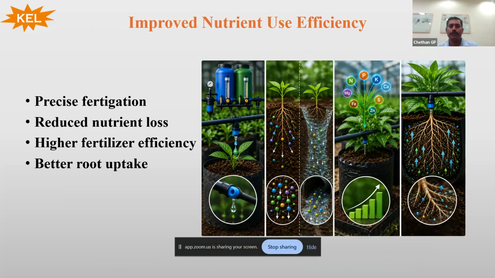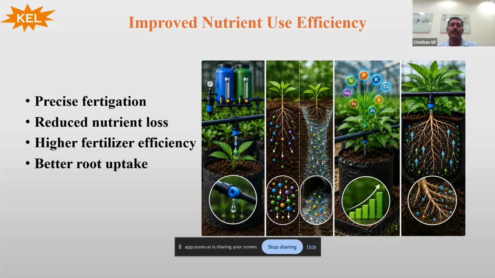Nutrient efficiency. Fertilizer represents one of the largest production costs in horticulture. Therefore, improving nutrient use efficiency directly improves profitability. In conventional soil, nutrients are frequently lost through leaching, runoff, volatilization, or fixing within the soil. Plants often utilize only a portion of the fertilizer applied.